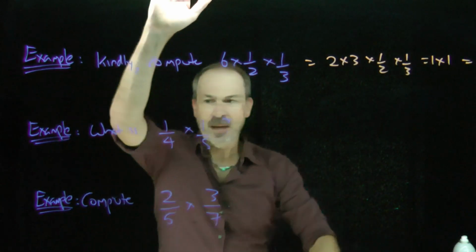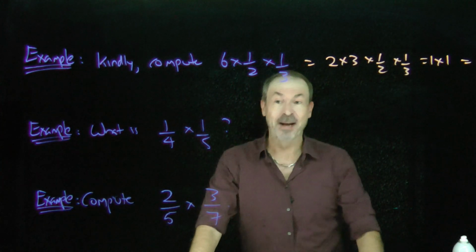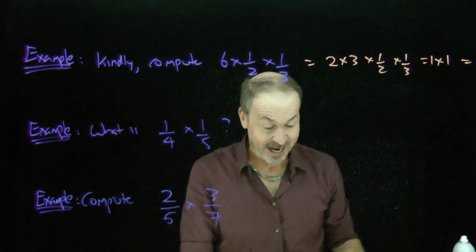All right. I bet a 4th times a 5th is going to turn out to be 1/20th. I bet it's the number that multiplies by 20 to give the answer 1. So that's the definition of 1/20th. And let's check that.